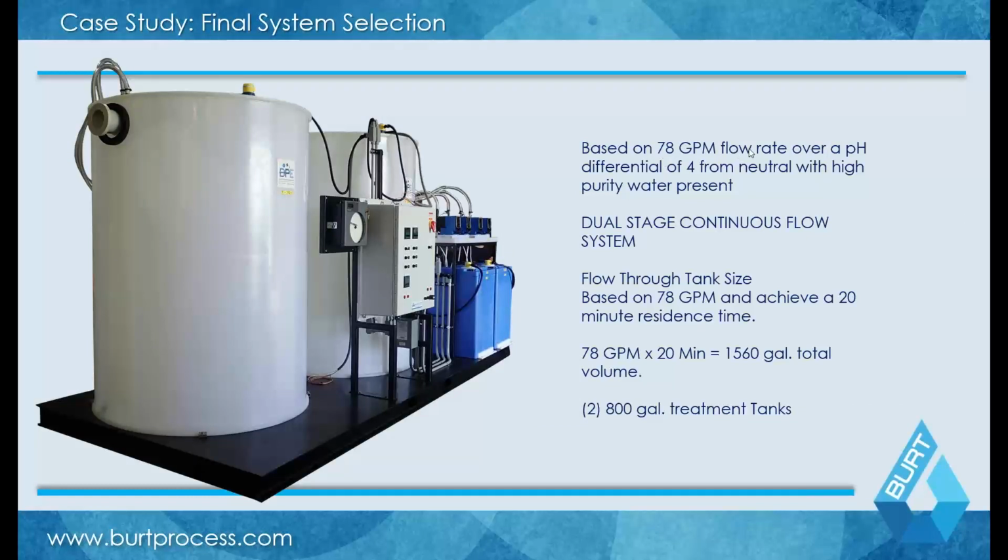So based on that, 78 GPM, you have a 4 from neutral differential. This would be a good candidate for a 2-stage pH neutralization system, 78 times 20-minute residency time, 1,560 gallons, or 2 800-gallon treatment tanks. This is the basic design of how you look at and do a very simplistic design of a pH neutralization system, at least from a sizing standpoint. Obviously, that depends. This is a lab environment, and lab environments have certain fixture counts that you utilize to do this.